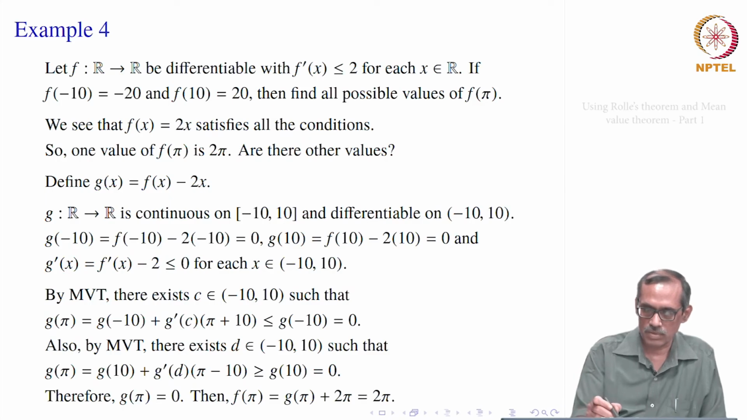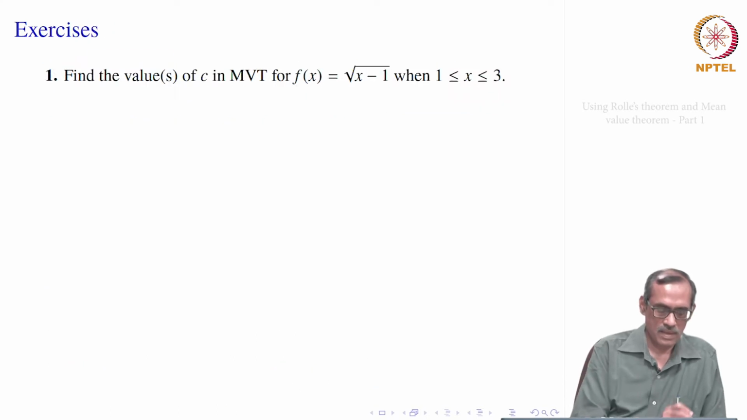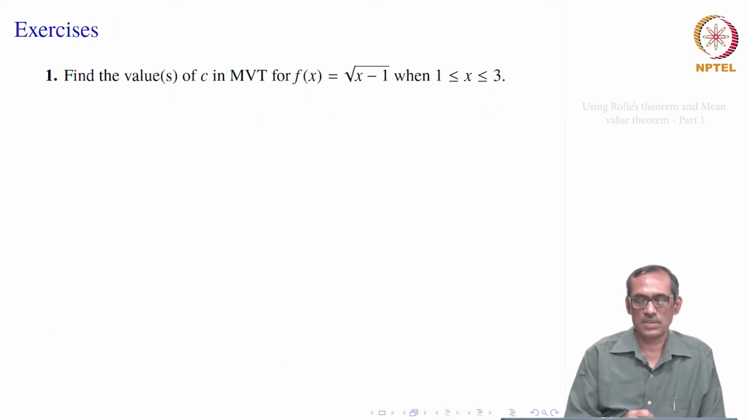So, that means our conclusion is there is only one such value of f of pi, which is exactly equal to 2 pi. Fine. Okay. So, now let us go to solving some more problems.